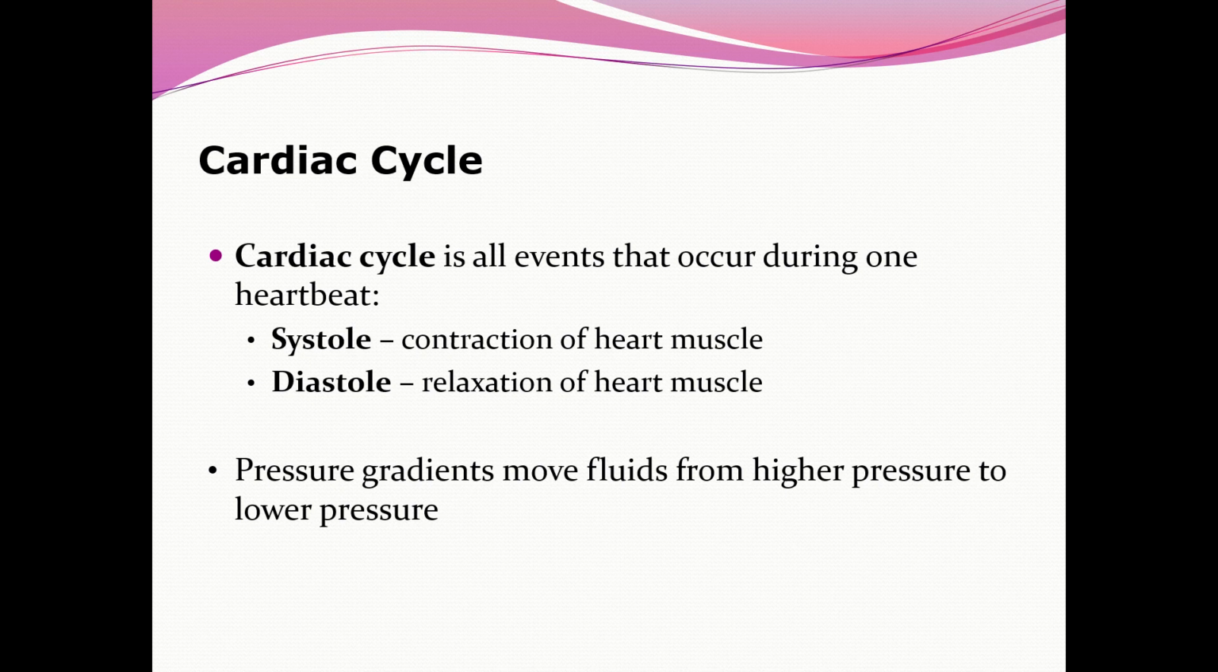The cardiac cycle is all the events that occur during one heartbeat, and they include the systole and diastole. The systole is the contraction of the heart muscle, and diastole is the relaxation. So when we talk about atrial systole, that's the contraction of the atria. Atrial diastole is the relaxation of the atria. Pressure gradients are going to move fluids from a higher pressure to a lower pressure, and that will move the blood from atria to ventricles through the valves, and then from the ventricles through the semilunar valves into the arteries.